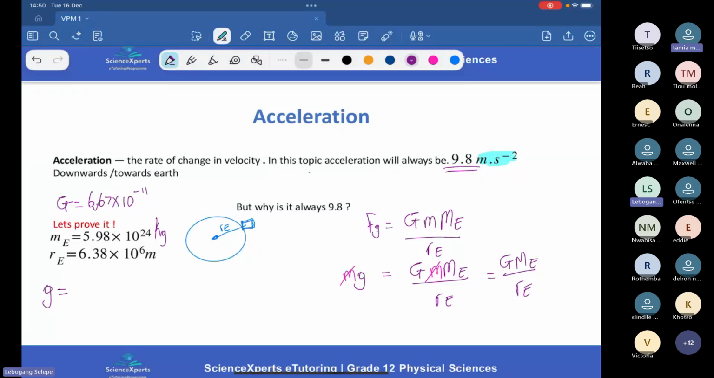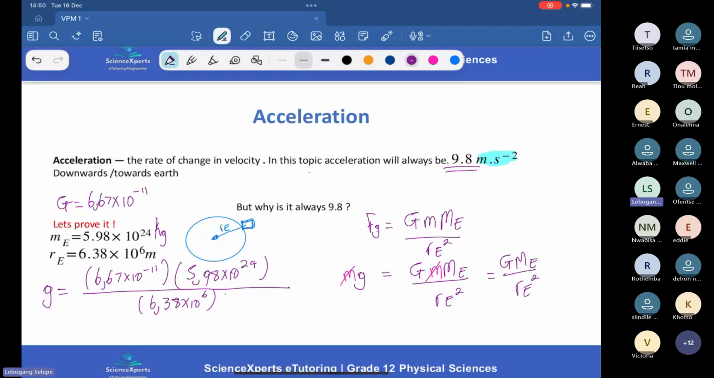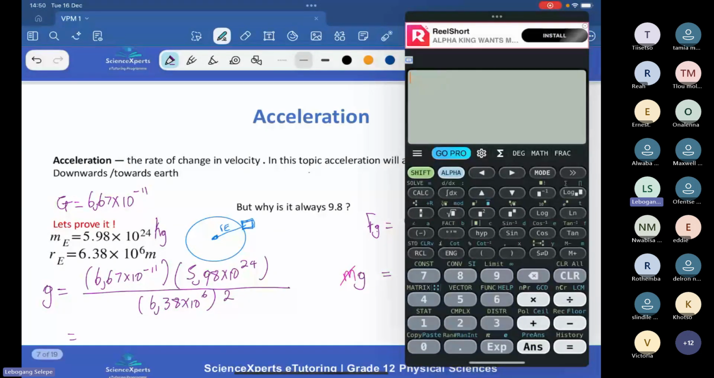So now let's substitute and see. 6,67 times 10 to the negative 11. Remember, this is squared, right? R squared. The distance must be squared. Multiplied by the mass of the Earth, which is 5,98 times 10 to the power 24, all over RE, which is 6,38 times 10 to the power 6. Then I'm going to square this. Right? Put this in your calculator. It should give you 9,8 when you round it off.